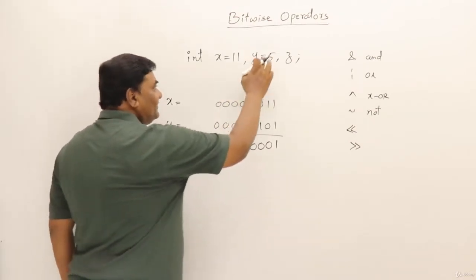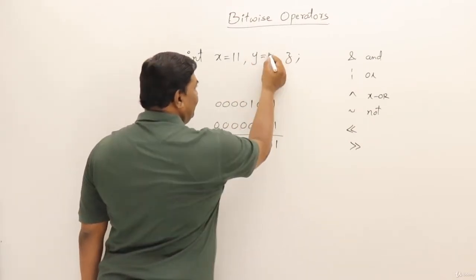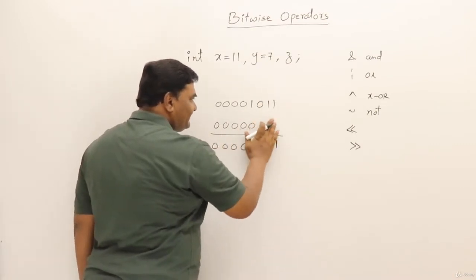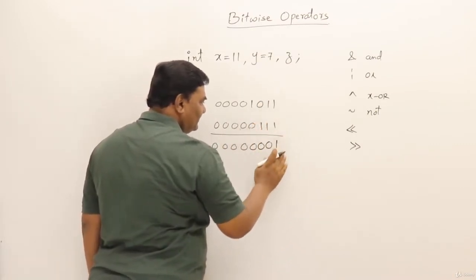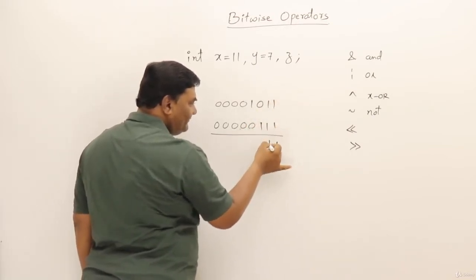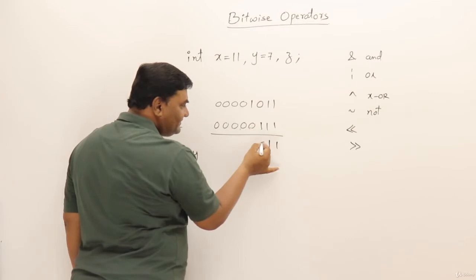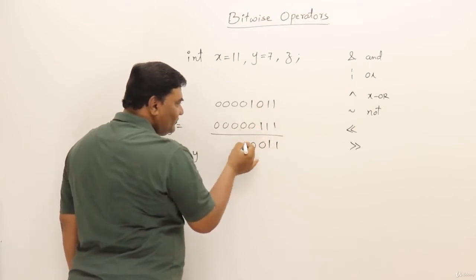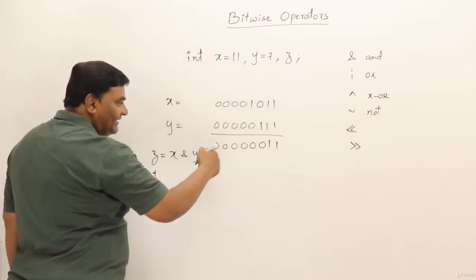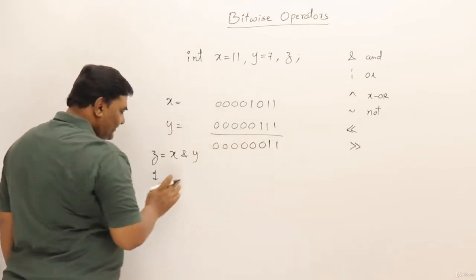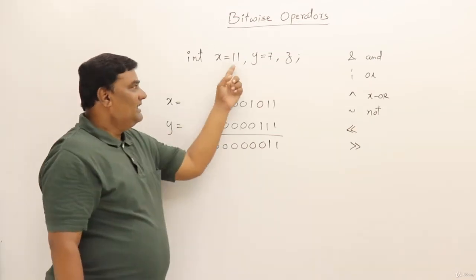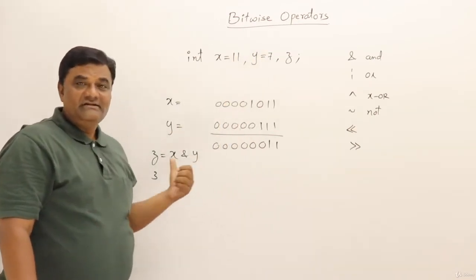I'll change the value. Instead of 5, I will take 7. Let us see what the result will be. 7 is 111. Then what will be the result? 1 and 1, 1. 1 and 1, 1. 0 and 1, 0. 1 and 0, 0. And all these are zeros only. In binary form, this is 11. So in decimal form, it will be 3. So 11 and 7, the result is 3.